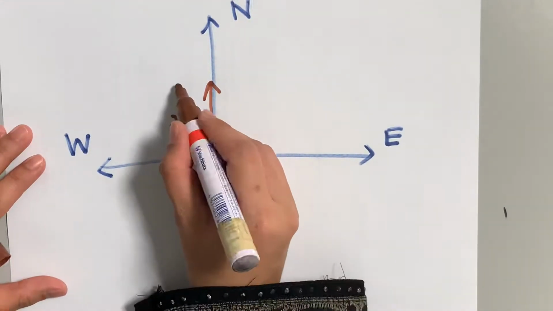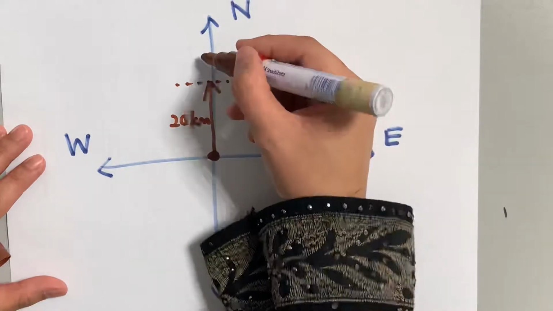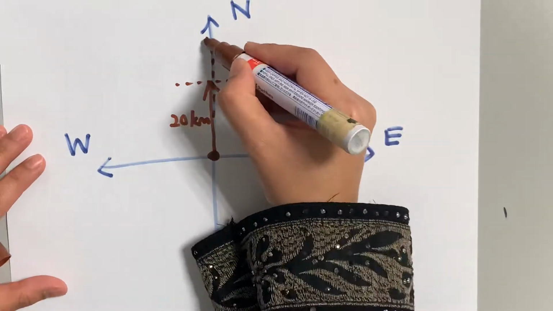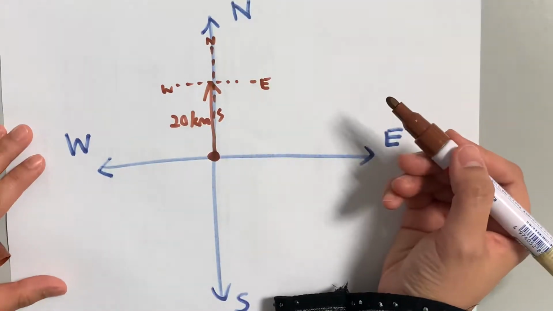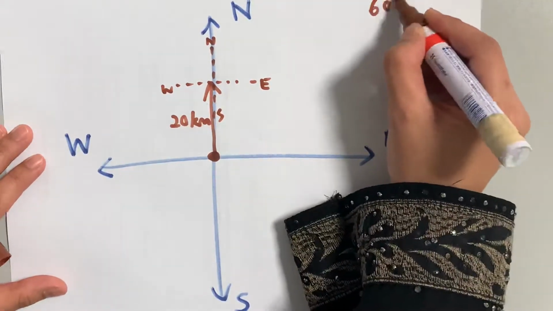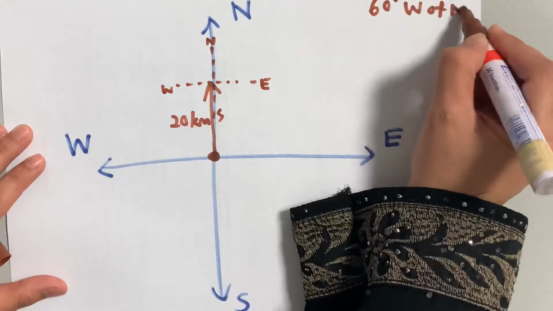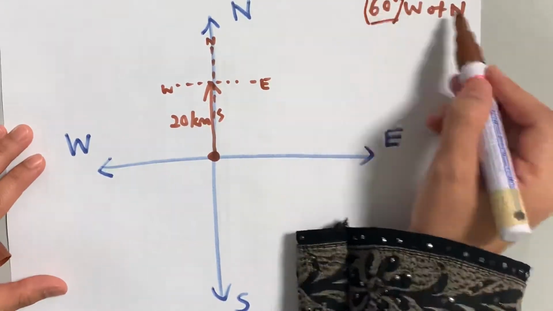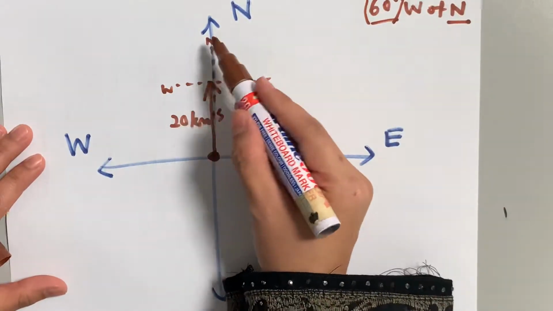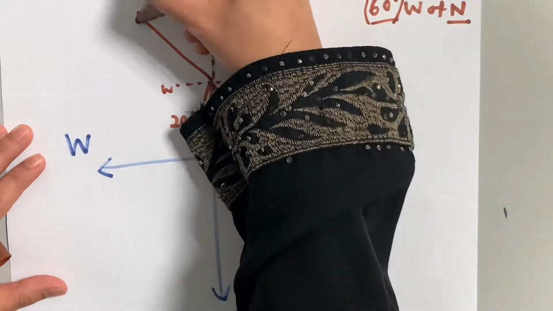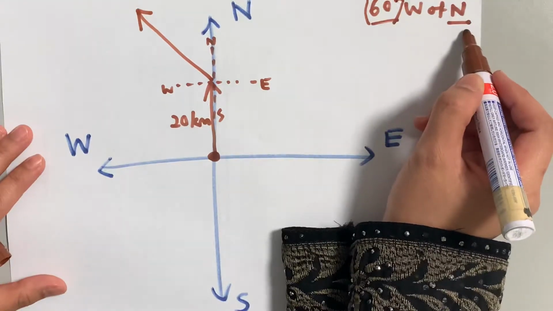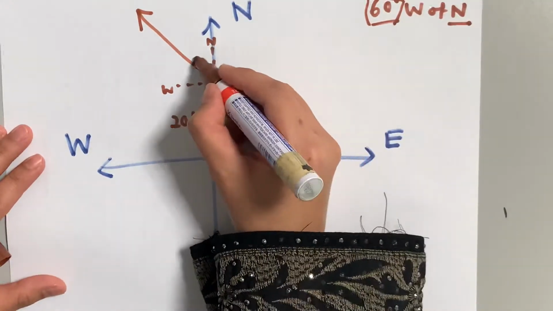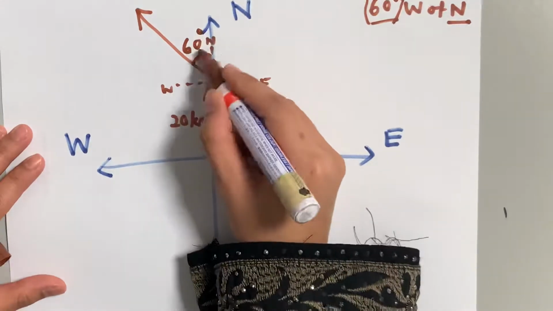So you have to make another imaginary line. North, south, east, west. 60 degrees west of north. So 60 degrees will be at north. West of north, so it should be here. But is the 60 degrees at west or at north? Very good. 60 degrees will be at north. Here.